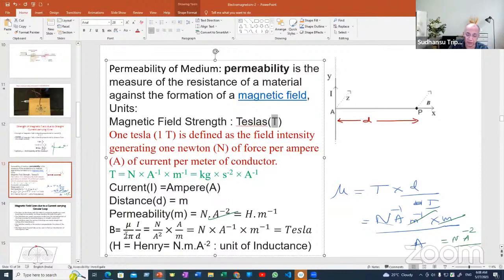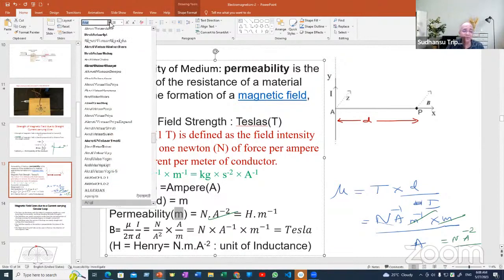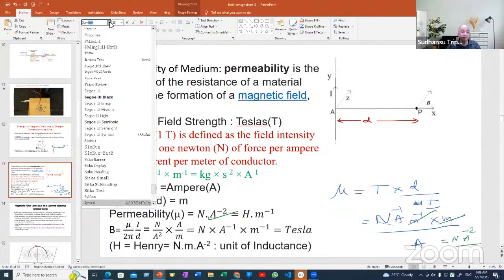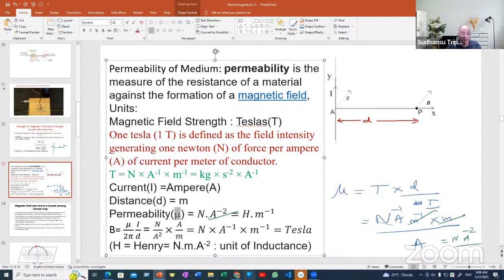And the unit of permeability, this is mu. I have to correct it. This is the symbol. It is Newton per ampere square. Or Henry per meter. I have not told you anything about Henry because it is a unit of inductance. I'm not talking about inductance now. Just Henry per meter is also another unit for permeability.